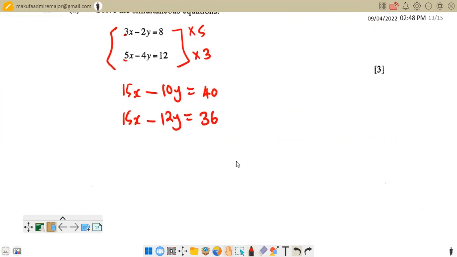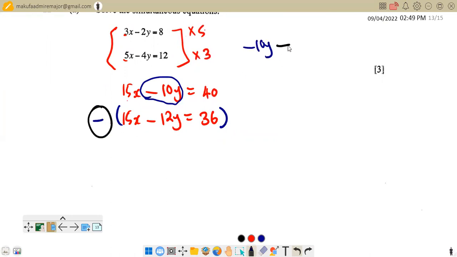Let's see what we're going to have. How are you going to eliminate? Add, you get 30, which means you can't eliminate by adding, so you have to subtract. So you're going to subtract the second equation from the first one. So 15 minus 15, that's a 0 here. Now this part, take note, this is negative 10y, so it's negative 10y like this. Then we move on to this negative, so it's negative 12y like this.